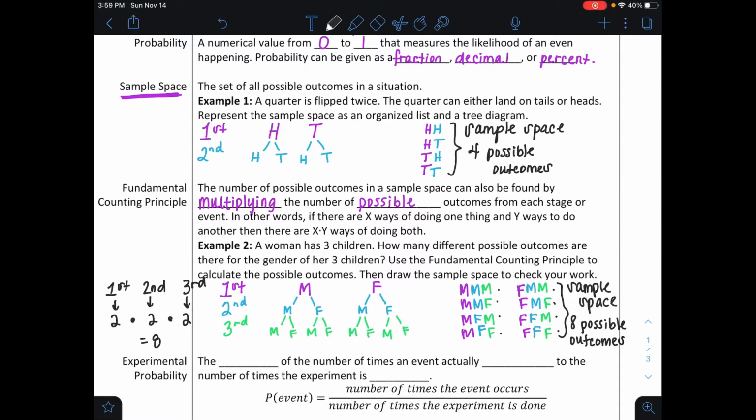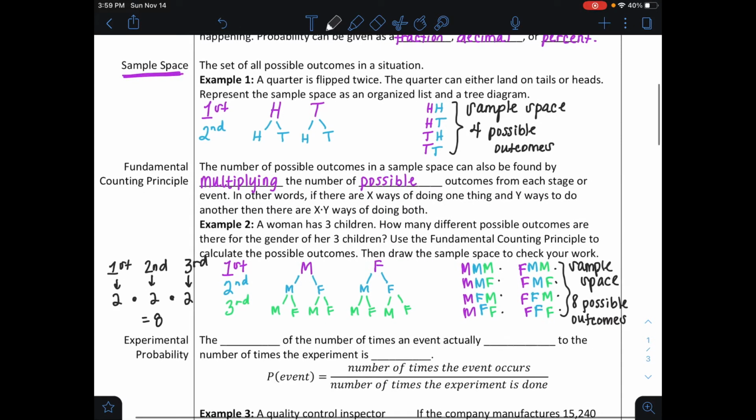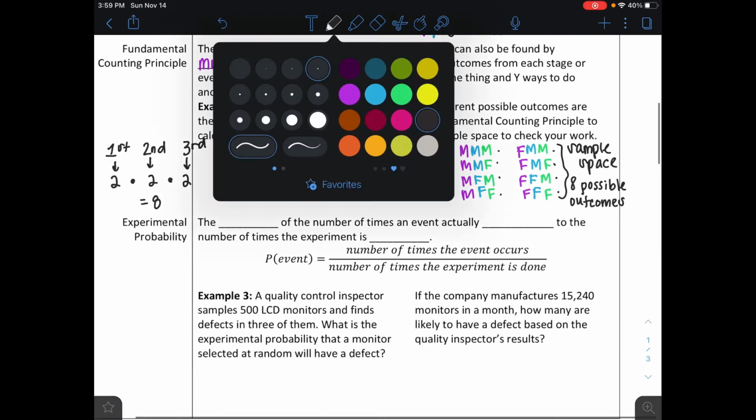Now, if you multiply, it doesn't tell you all the different outcomes. You have to figure that out, but it at least tells you how many there are. So, if this problem bothers you, just think about it like coins. All right, we're moving right along.